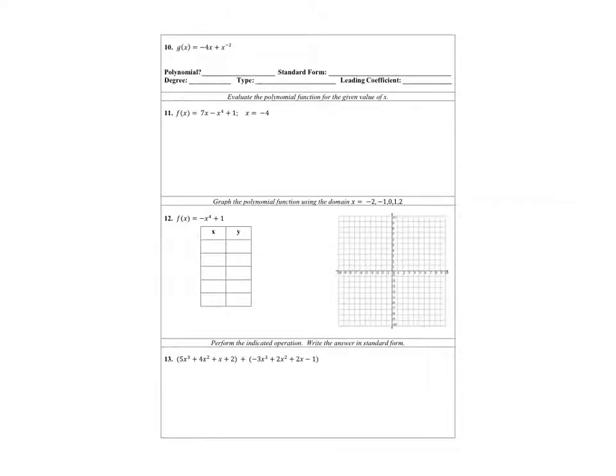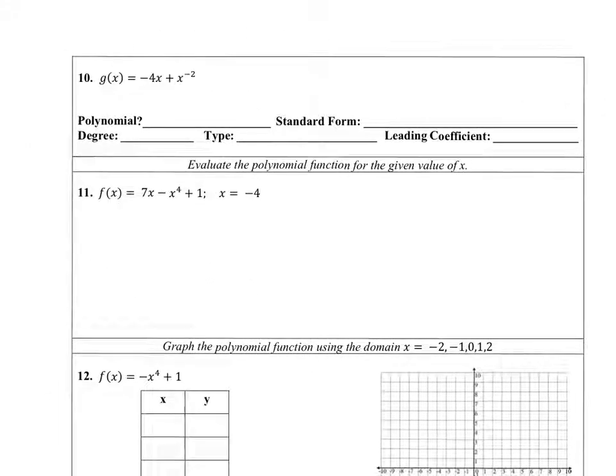On to the next page. Same thing on number 10 as what you did on number 9. So I don't really think I need to talk about that anymore. If it's not a polynomial, then you put no, and that's it.